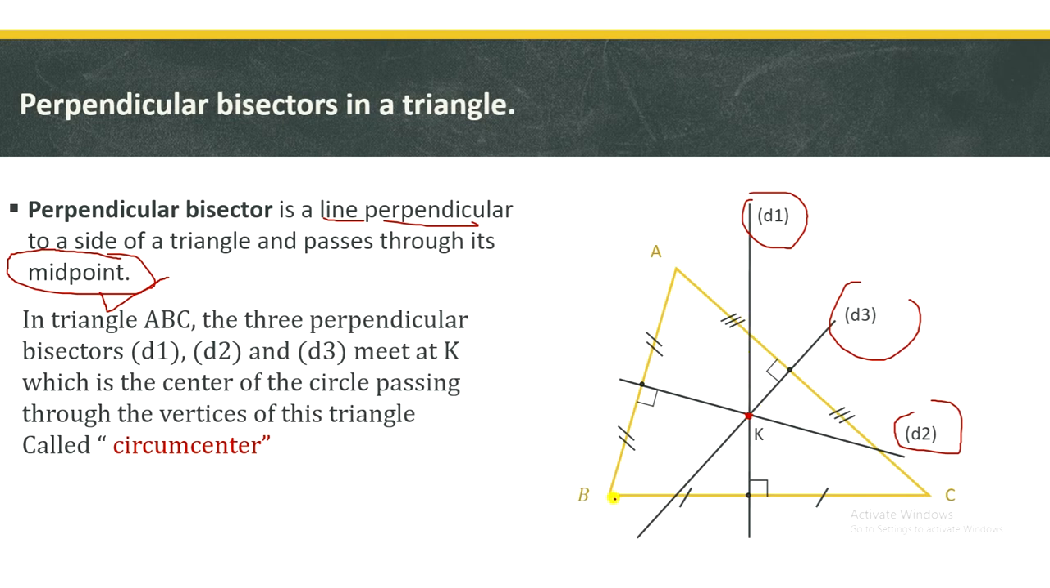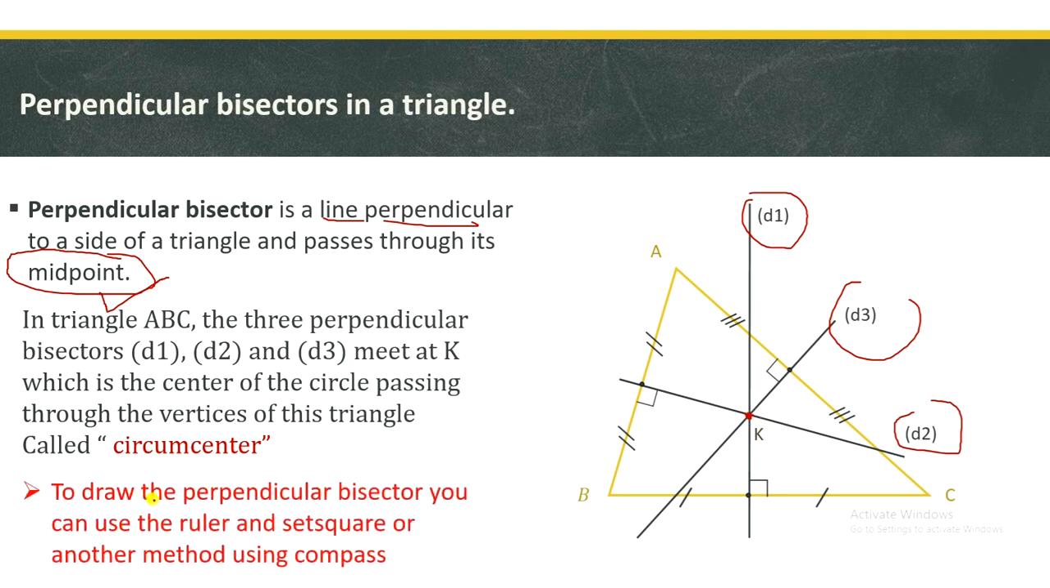You can use another method to draw the perpendicular bisector by using the compass. Open the compass more than the half of the segment and draw the first arc, and the same from the other extremity of the segment. Draw the arc, then join the intersection point with the intersection point below, and you will get the perpendicular bisector using what? Compass. So to draw the perpendicular bisector, you can use the ruler and the set square. The ruler to place the midpoint of the segment, and the set square to draw the perpendicular line to the segment.